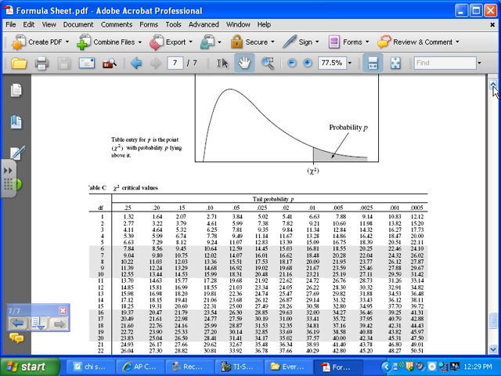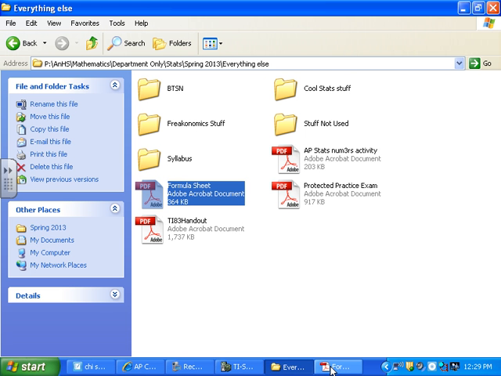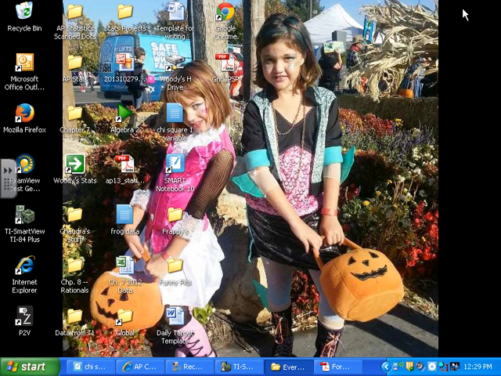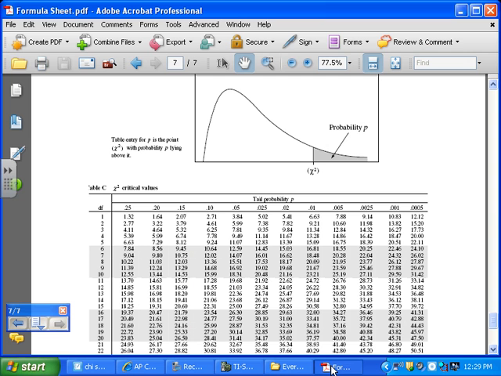TI-83s don't have both statistics. As I told you, we're going to look at 3 applications of chi-square. Your calculator, if you have a TI-83, will only do 2 of the 3. So you're going to need to know how this formula sheet or the spreadsheet works, and I will cover it again so that you can use it. I'll explain that as we get to that point.